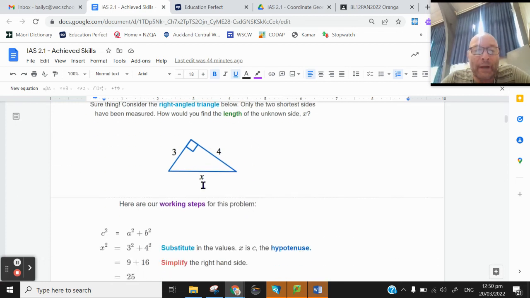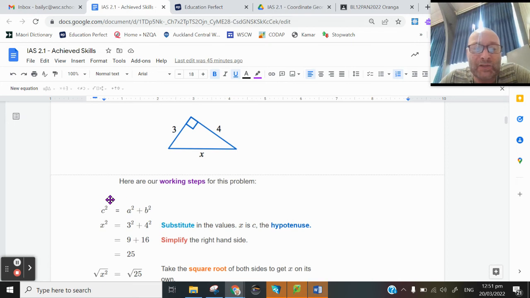So we've got a right angle triangle. We know that because of the little square there. That's the right angle. So the side opposite the right angle is going to be our C. And the other two are A and B. So we take the theorem of Pythagoras. C squared is A squared plus B squared. In place of the C, we put X. And the A and the B are the 3 and the 4. The only important thing is that you always have the C squared as the hypotenuse.